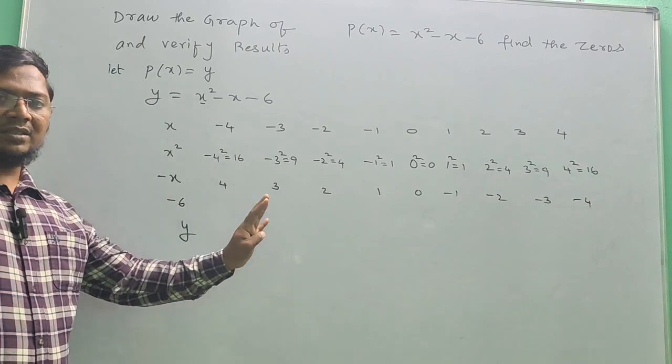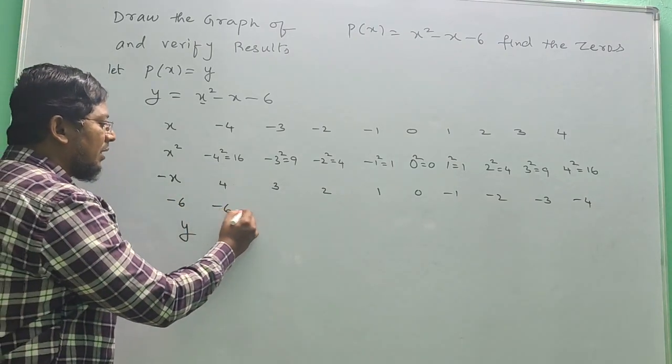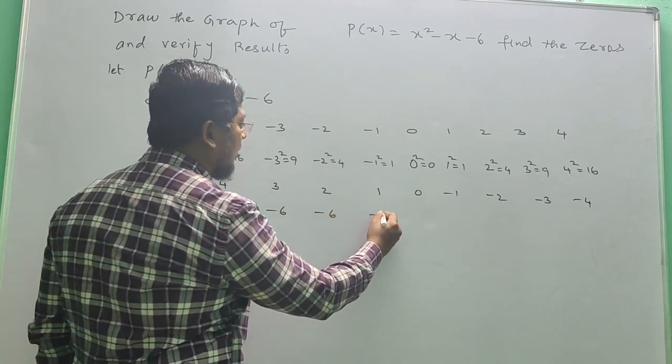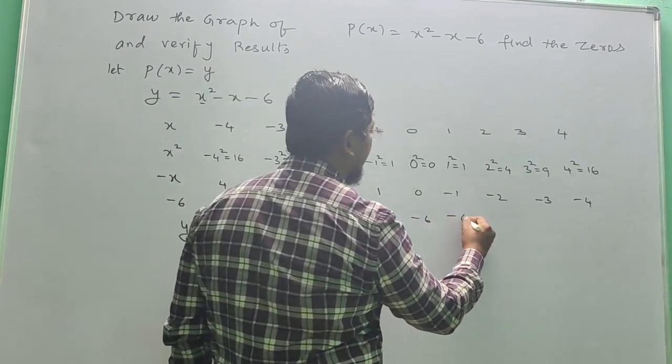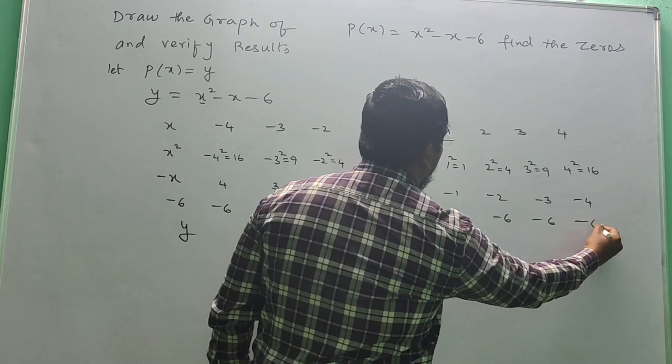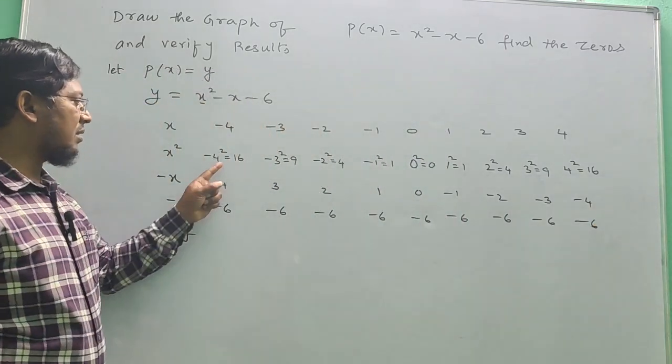The constant would not be changed, it is the same. We have to write the same: minus 6, minus 6, minus 6. In all cases the constant would be the same. No changes in the constant. So what do we do, sir? We have to see these 3 points.